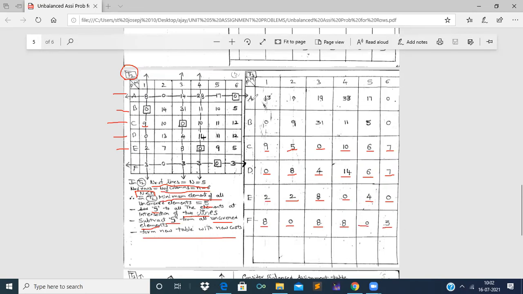And in the same way, let us see row A again. 8 plus 5 is 13. 0 should be written as it is. 14 plus 5 is 19. 28 plus 5 is 33. 17 should be written as it is. 0 should be written as it is. Next, let us proceed for row B. 0 should be written as it is. 14 minus 5 is 9. 31 should be written as it is. 11 should be written as it is. 10 minus 5 is 5 and 5 minus 5 is 0. Therefore, we have completed filling each and every row by using this step.